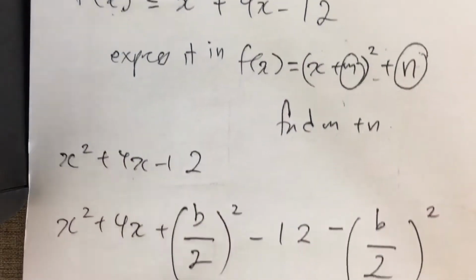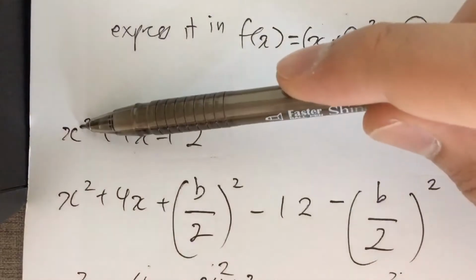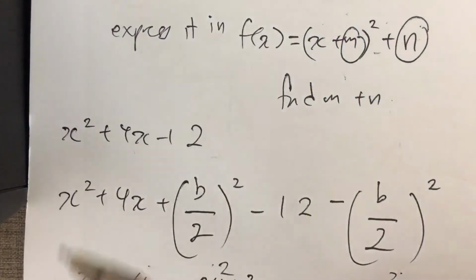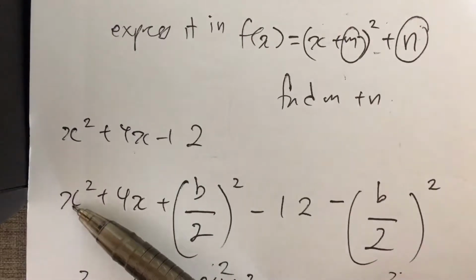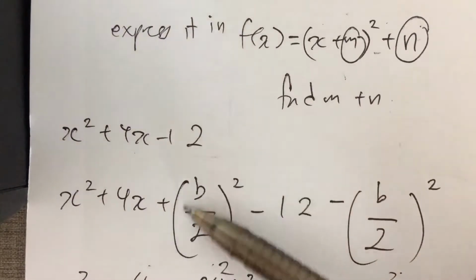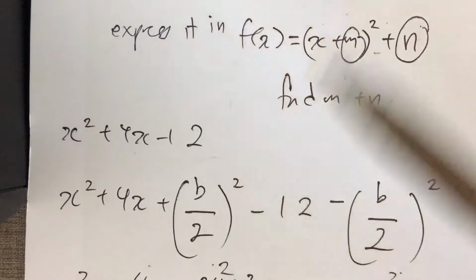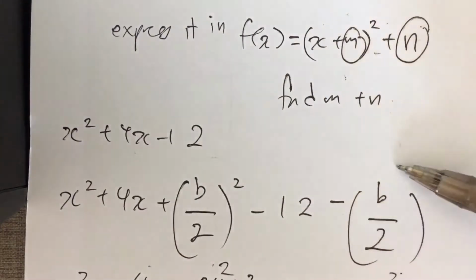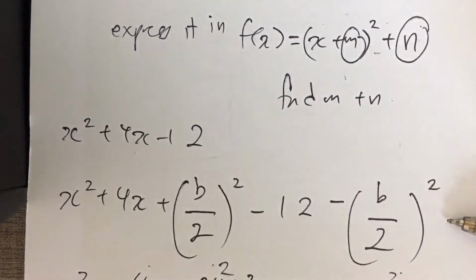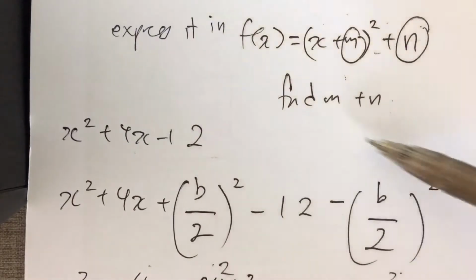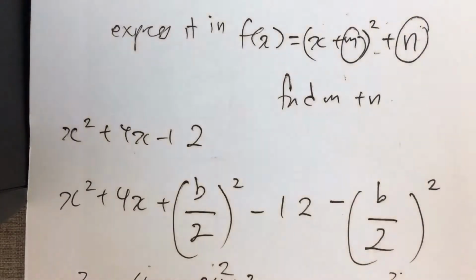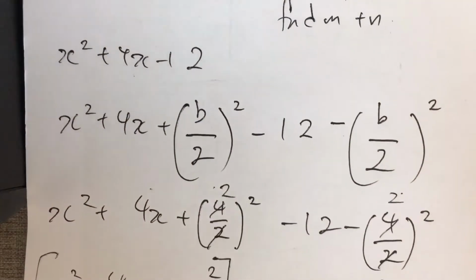Very simple. Use completing the square. So you take the function that they give you, x squared plus 4x minus 12. You do completing the square. So x squared plus 4x plus (b over 2) squared minus 12, which is what was given here. And then you minus it again, (b over 2) squared. So you have to plus the (b over 2) squared and you have to minus (b over 2) squared. Okay, just remember that.